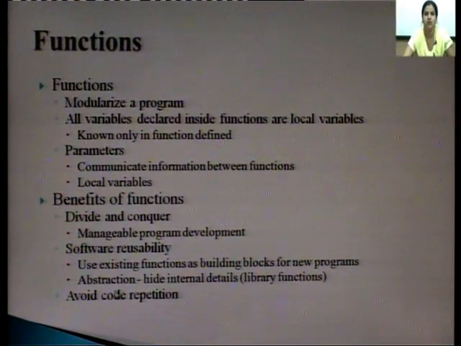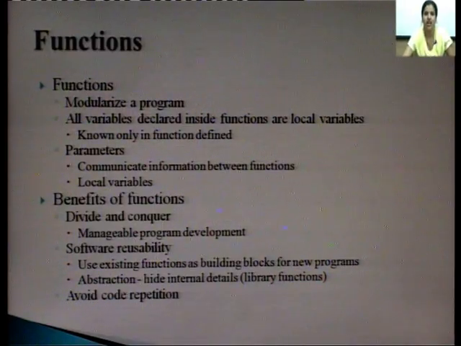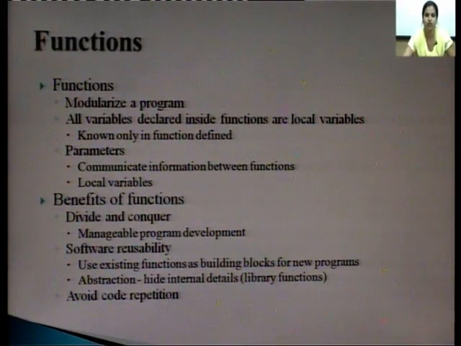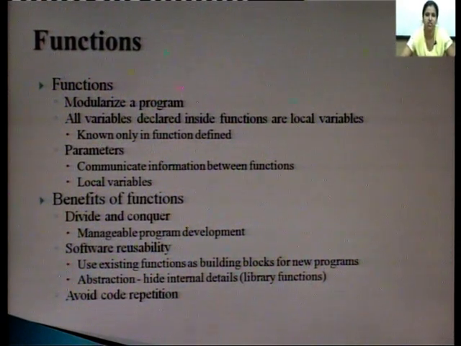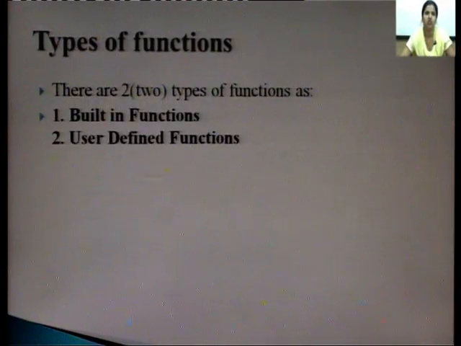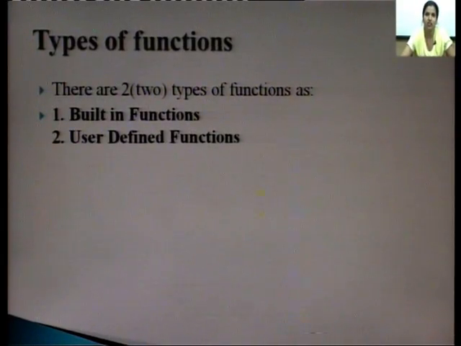And abstraction means data hiding, that details which are not required can be hidden. And it helps with code repetition, meaning it helps to reduce the duplicacy of the code. Once we write the code, we do not need to write it again and again. We can simply use the name of a function and execute it whenever and wherever it is required. Now we have two types of functions. The one is built-in functions and the other is user-defined functions.